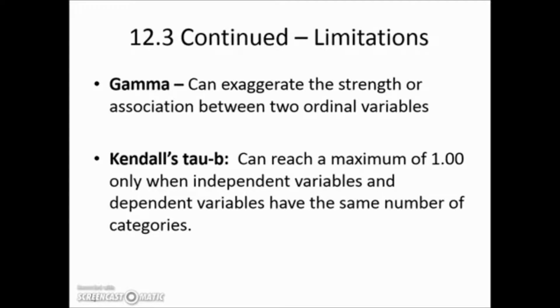As previously mentioned, gamma has its limitations, in that it can exaggerate the strength of association between the two variables. Also, Kendall's tau B is limited in the sense that it can reach a max of 1 only when the independent and dependent variables share the same number of categories.